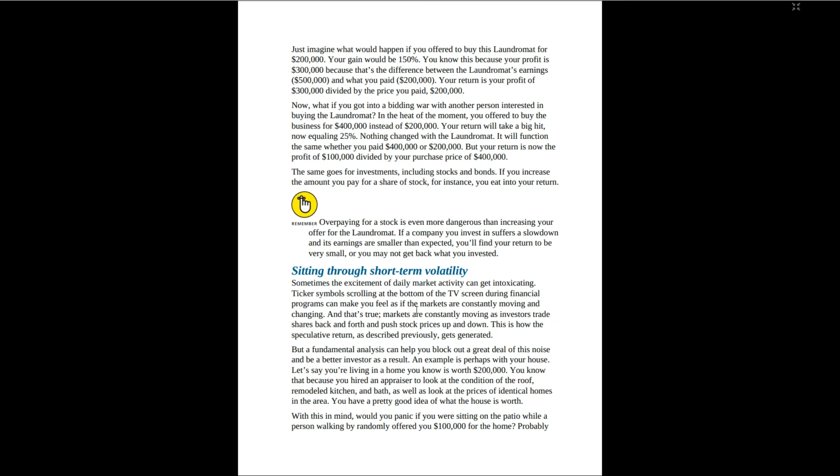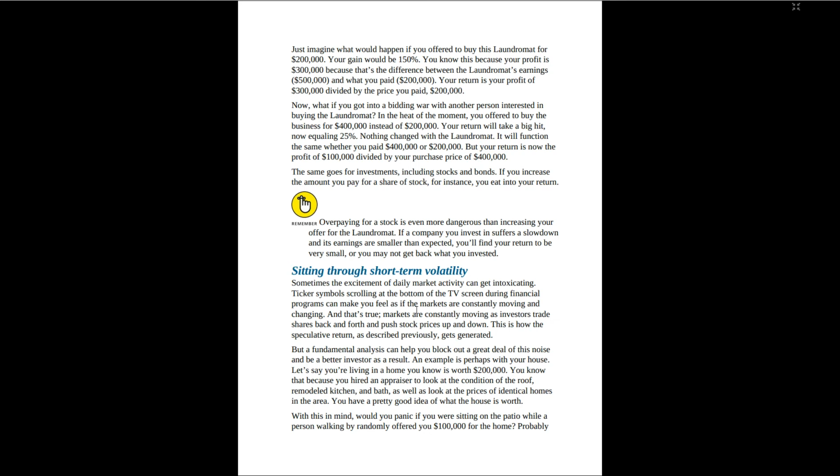Now, what if you got into a bidding war with another person interested in buying the laundromat? In the heat of the moment, you offer to buy the business for $4 lakh instead of $2 lakh. Your return will take a big hit, now equalling 25%.